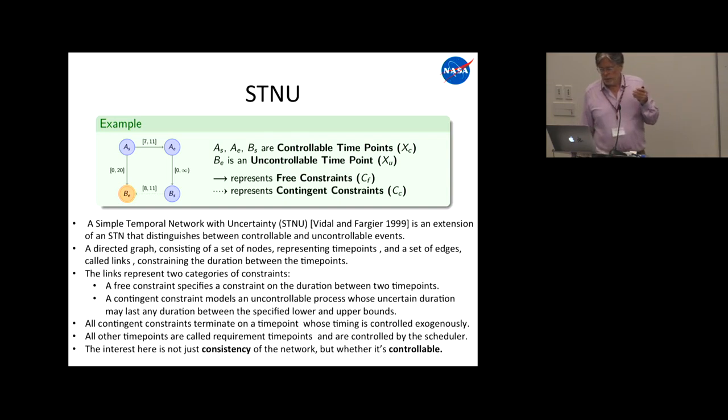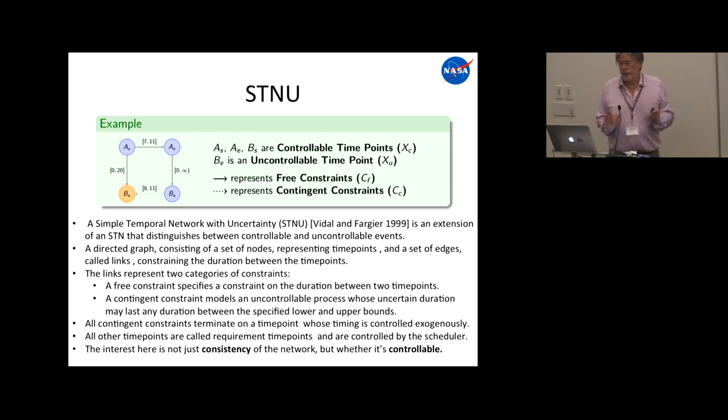Some terminology. In this example we have colors to indicate the different kinds of nodes in the network. The purple ones are called controllable time points; they're controlled by the agent or the dispatcher. B sub E is called an uncontrollable time point, determined by nature. The solid bar represents free constraints, and the dotted bar represents contingent constraints. So we have a directed graph that's a mixture of free and contingent constraints and controllable and uncontrollable time points.